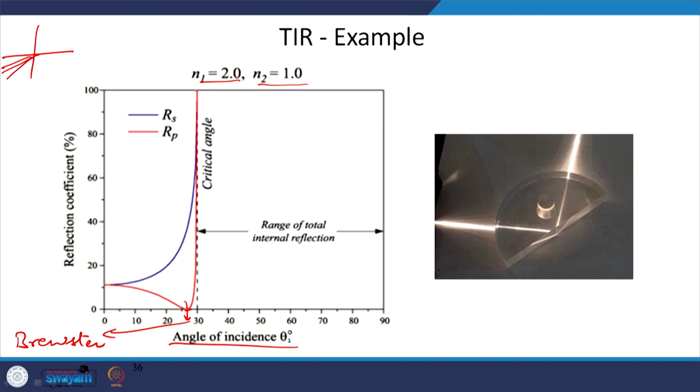And after the critical angle, there is no light, so there is 100% reflection, so there is no transmission. So, the reflection becomes maximum, the transmission becomes 0. This is the region which you call the region of total internal reflection. You can see, for example, in this image that when the light is falling on this, this is a glass and this is air, it all gets reflected for angles larger than the critical angle.